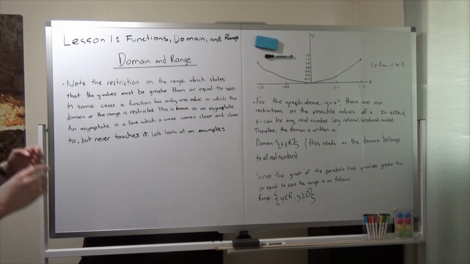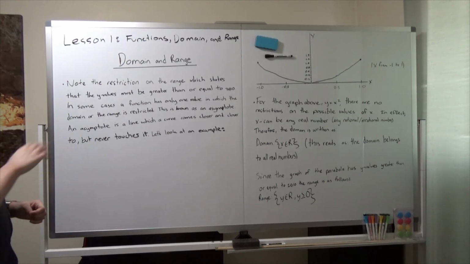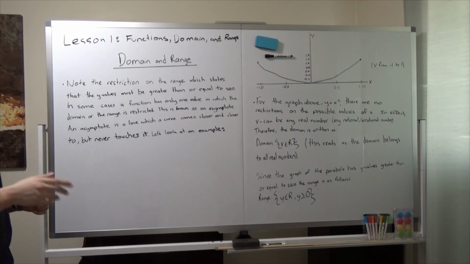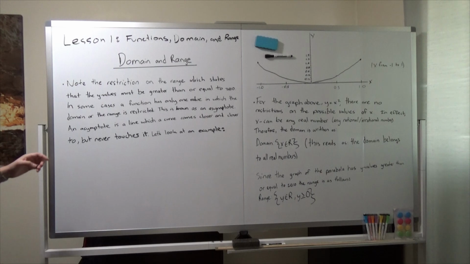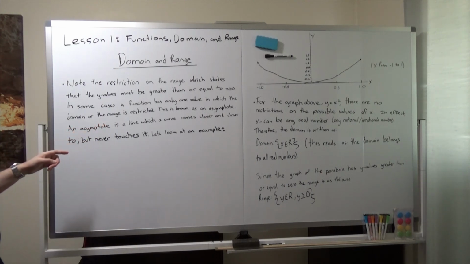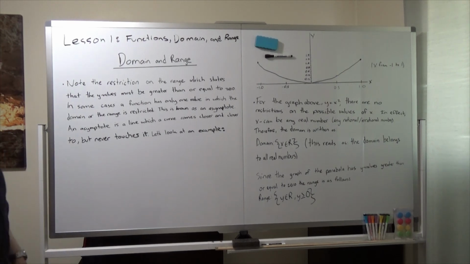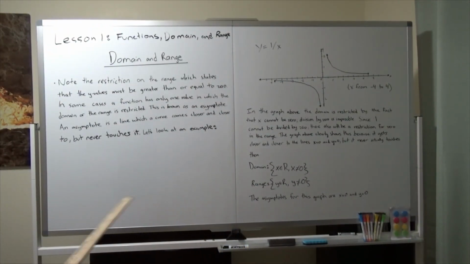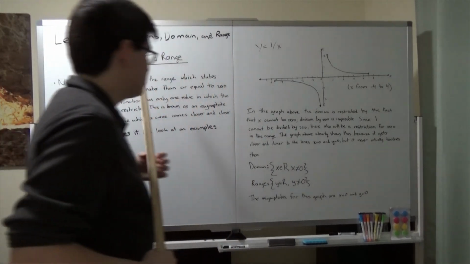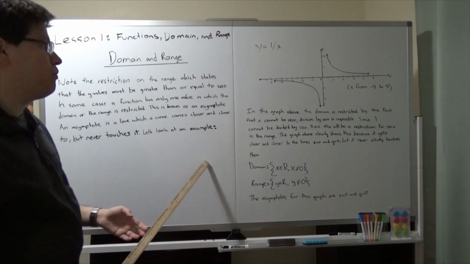This is known as an asymptote. So when there's only one value which the x values cannot be equal to, or which the y values cannot be equal to, that is known as an asymptote. An asymptote is a line which a curve comes closer and closer to, but never touches. Let's look at an example.